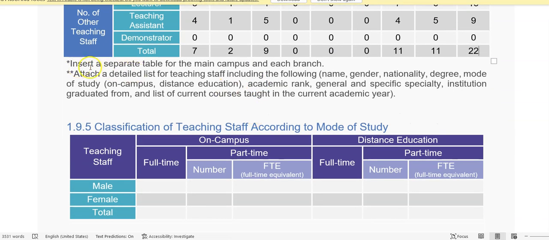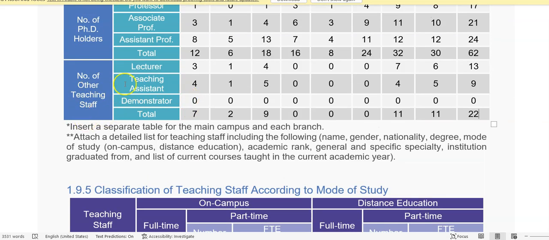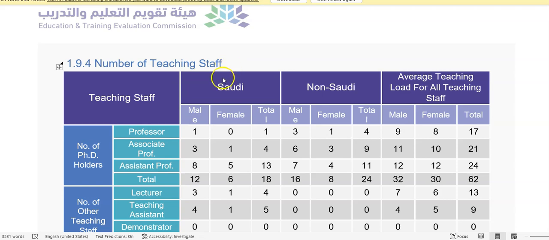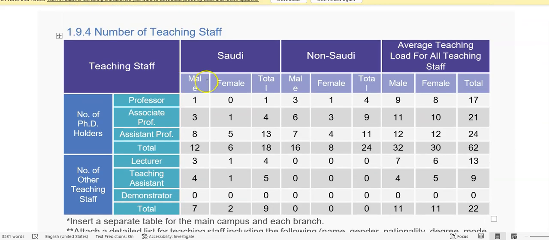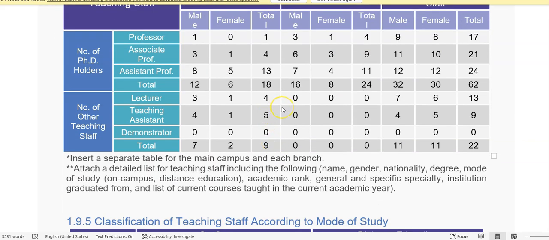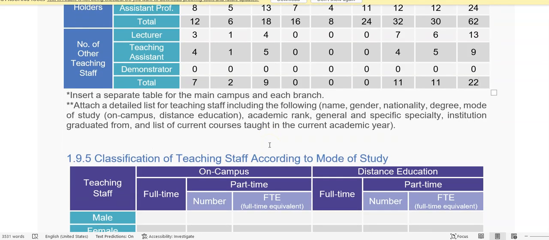Now, as you see, insert a separate table for the main campus. If you have another branch, you have to add another table for every branch. This is assuming one branch, and they have another branch with males and females. If this branch is only for males, write only for males. The second branch will be for females. If it is mixed in every branch, you can write a table for every branch for male and female.